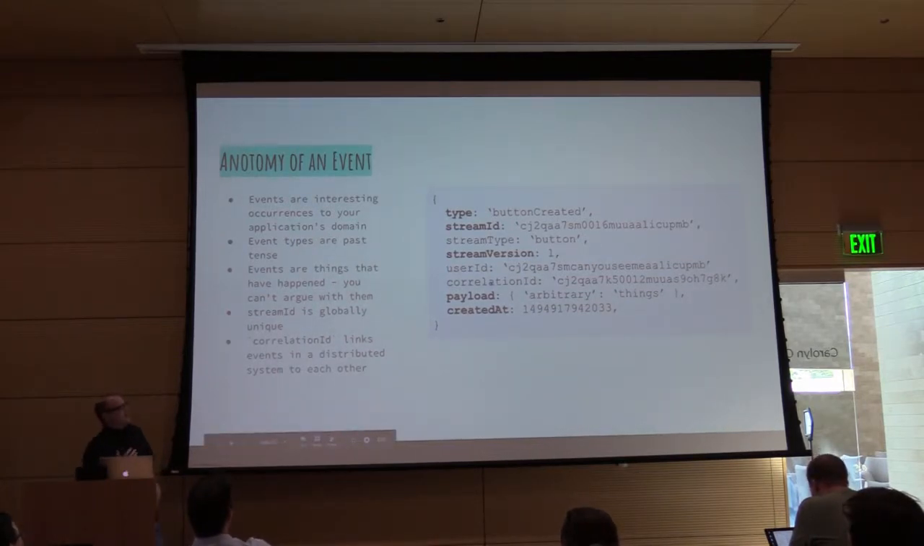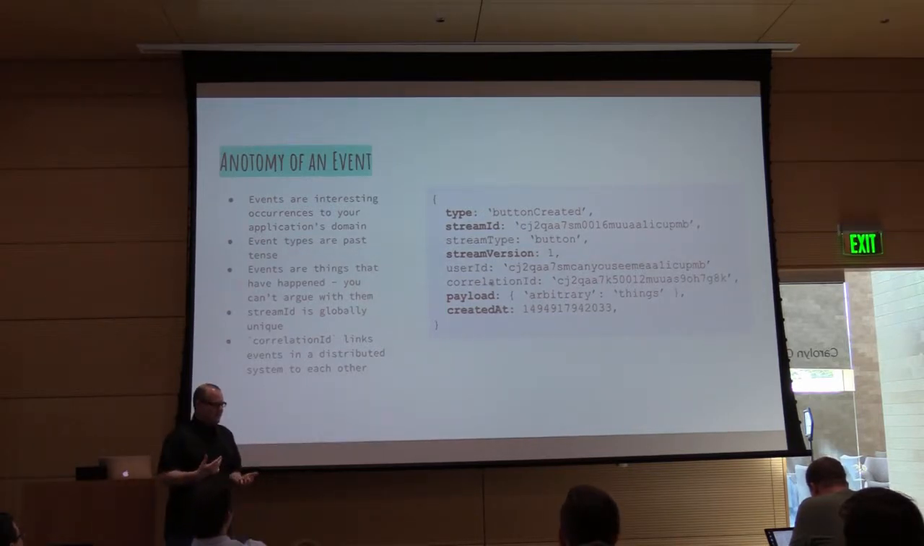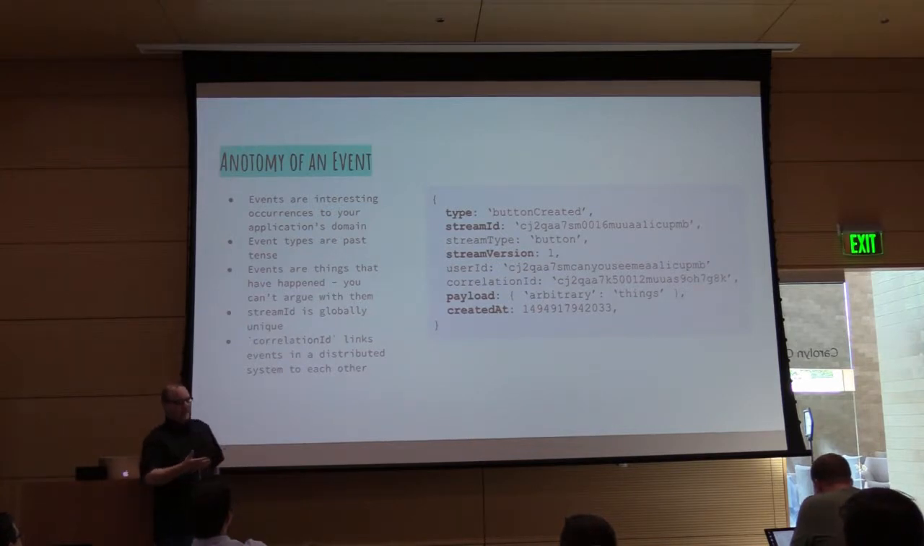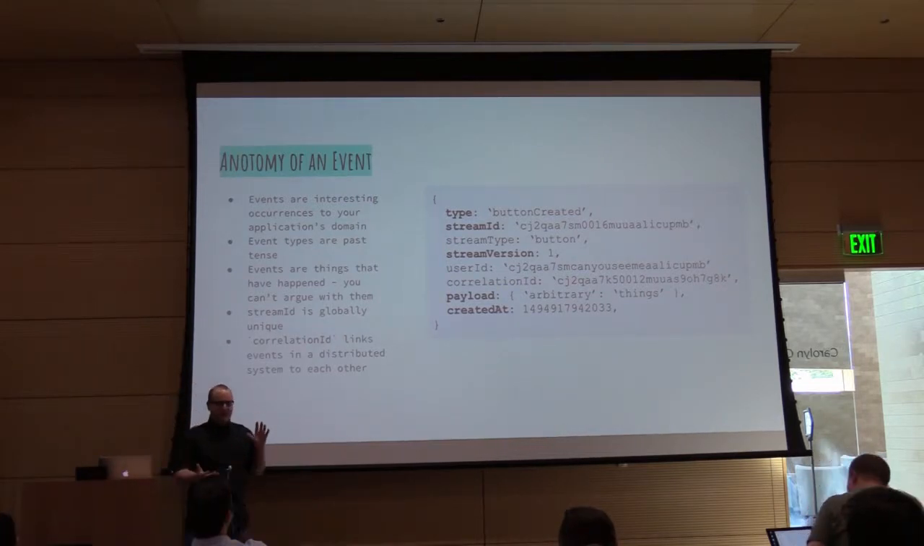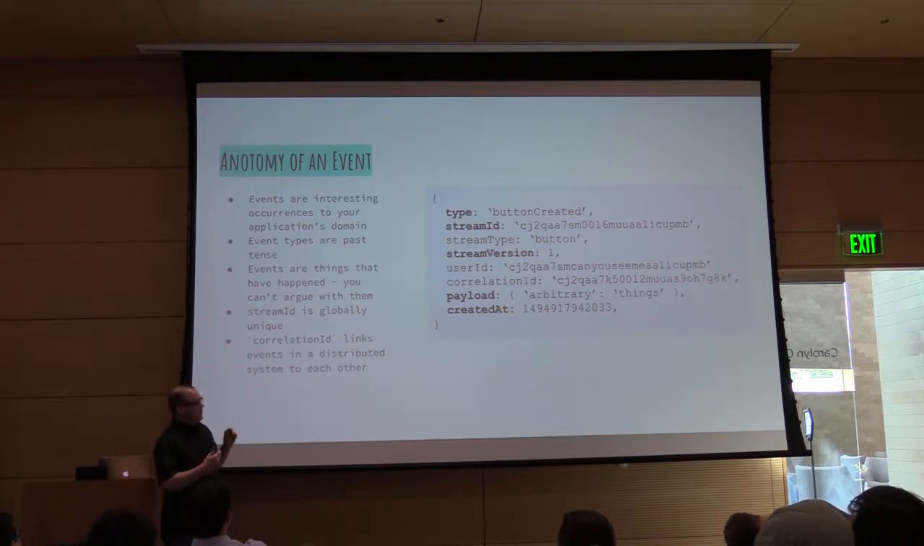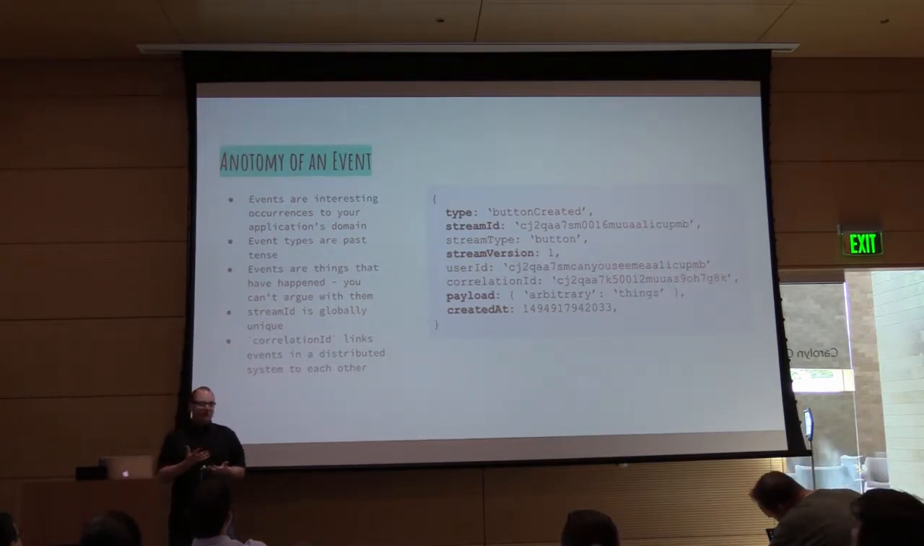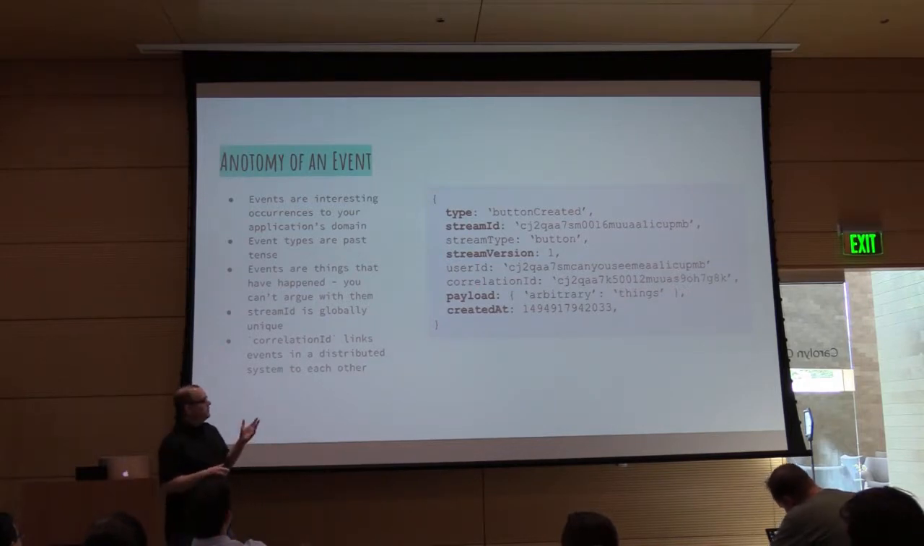Then over here on the right is a hypothetical structure for an event. Different event source systems will structure things differently, but the ones I put in bold, I would imagine you would find in any event source system. Obviously they have to have types, because you need to know how to respond to them correctly. The stream ID groups related events together. For example, when we create a button, we're going to start a new stream and give it a unique ID that's globally unique.